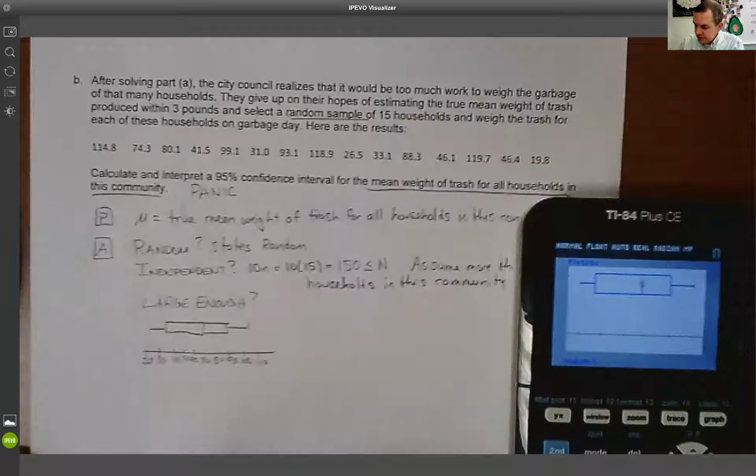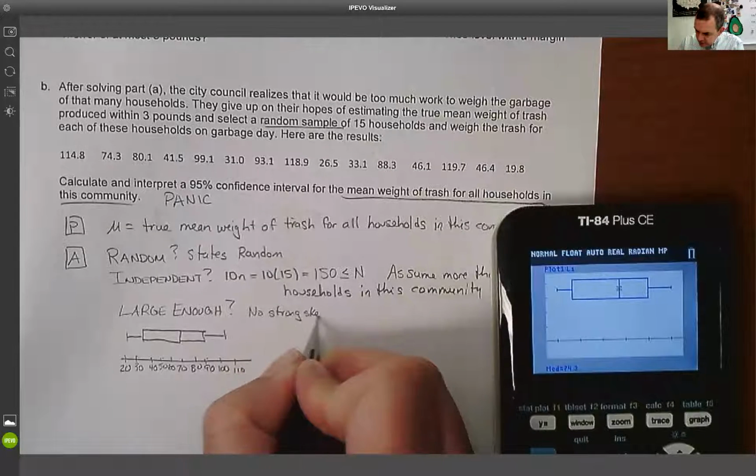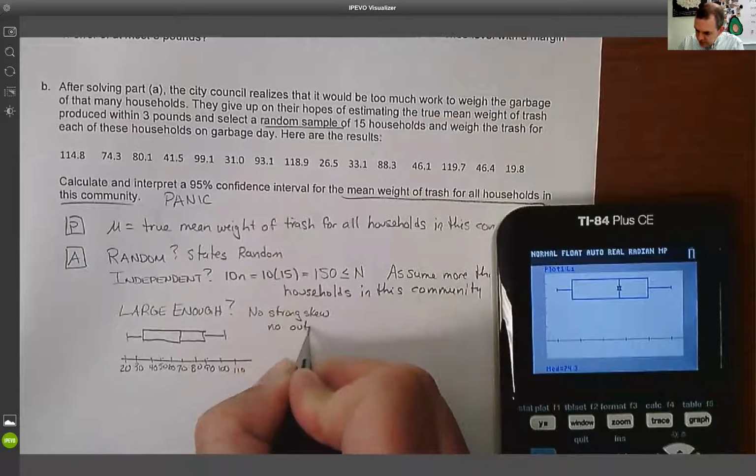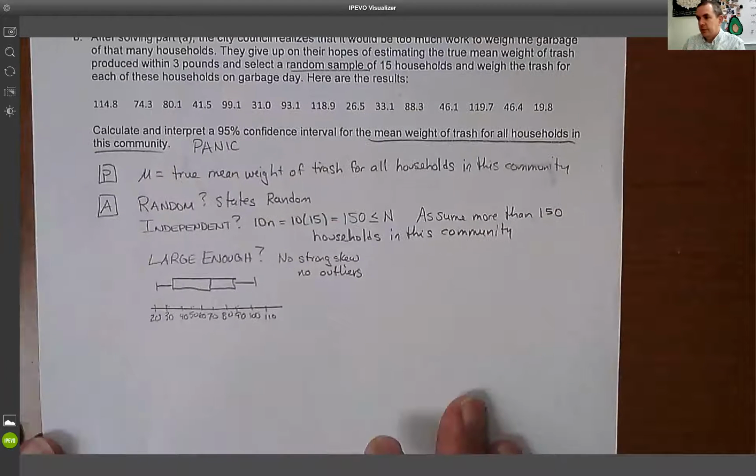And I'm going to say I see no strong skew. I see no outliers. And this is going to be the new thing. It's going to be a little bit more work on the large enough check. We're going to have to draw the picture.